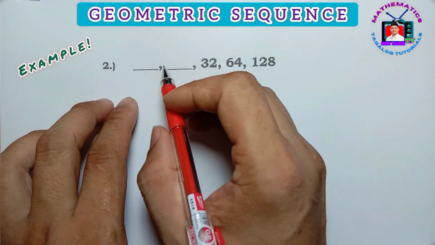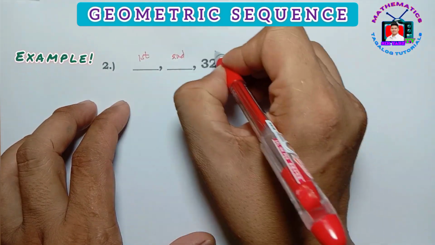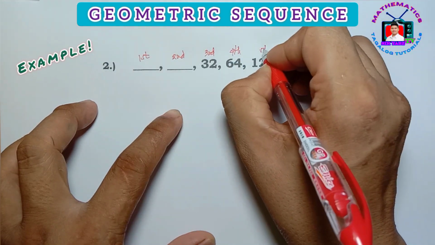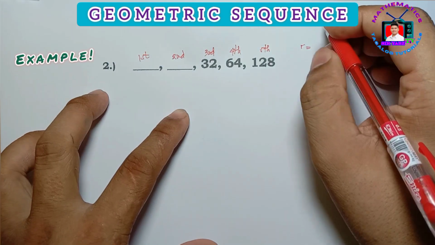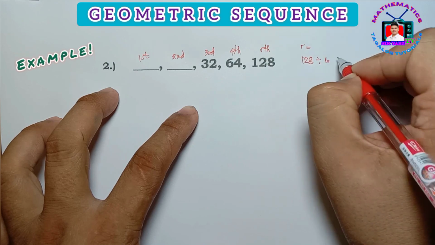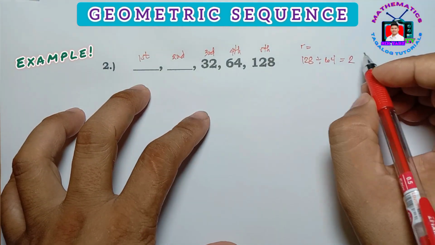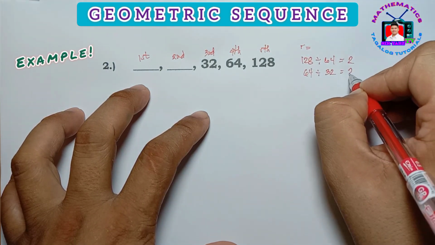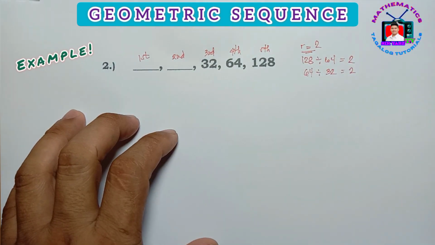Okay, let's try example number 2. Example number 2 is different from number 1. In number 2, the first term and second term are unknown. The given ones are only the 3rd, 4th, and 5th terms. So, this is an example where the first term is unknown. Okay? With the help of 128 and 64 and 32, we will find the common ratio. So, 128 divided by 64 equals 2. Then, 64 divided by 32 equals 2. So, the common ratio is 2. So, that is the value of r we will use.